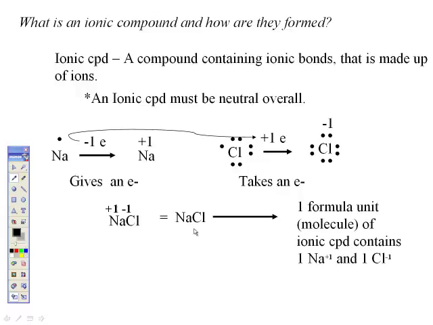And sodium chloride is represented by a formula unit, which is like a molecule, that has 1 Na+1 and 1 Cl-1. So we write the formula of the formula unit by taking how many of each ion there are. There's nothing indicated about the charge here, just how many of each ion. There's 1 of each, so we say NaCl, 1 of each.